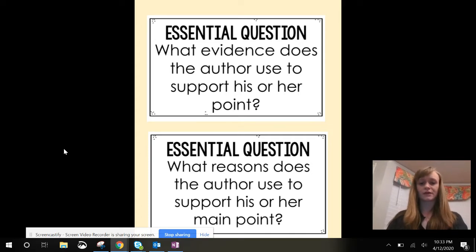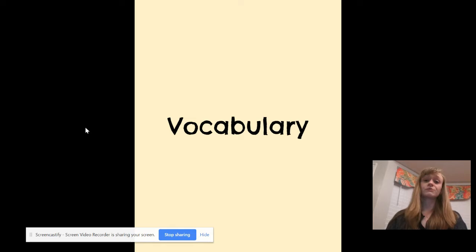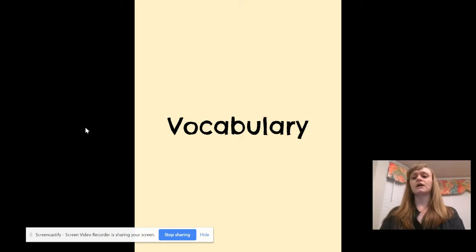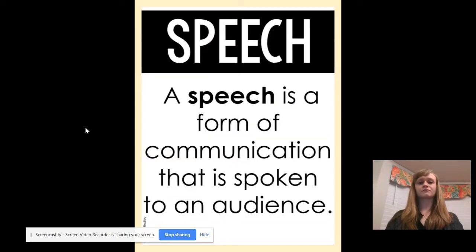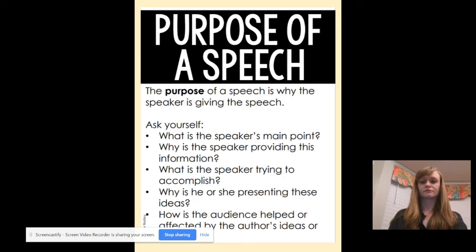Before we get jumping into that, we need to learn some new vocabulary words to help us understand what we're looking for. So first one is speech. Speech is a form of communication that is spoken to an audience. Purpose of speech. The purpose of a speech is, why is the speaker giving the speech?